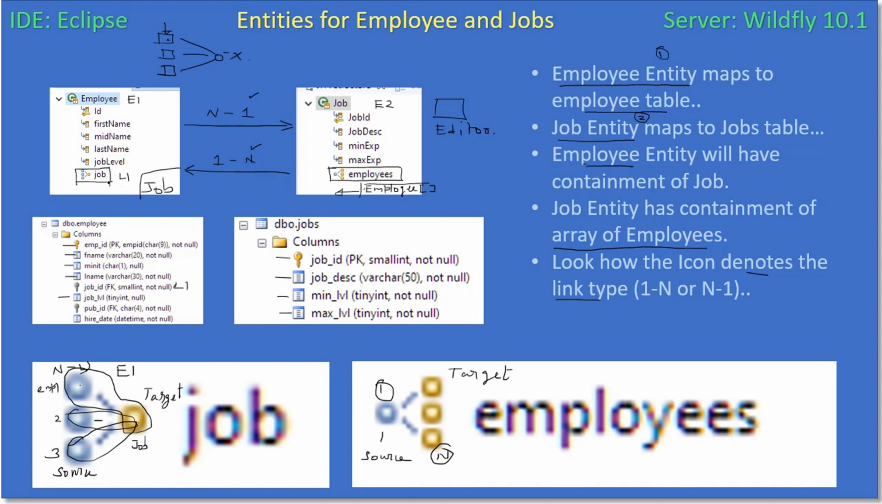Since we are providing a link on both sides of the entity, we can say that here we are achieving the bidirectional relation.